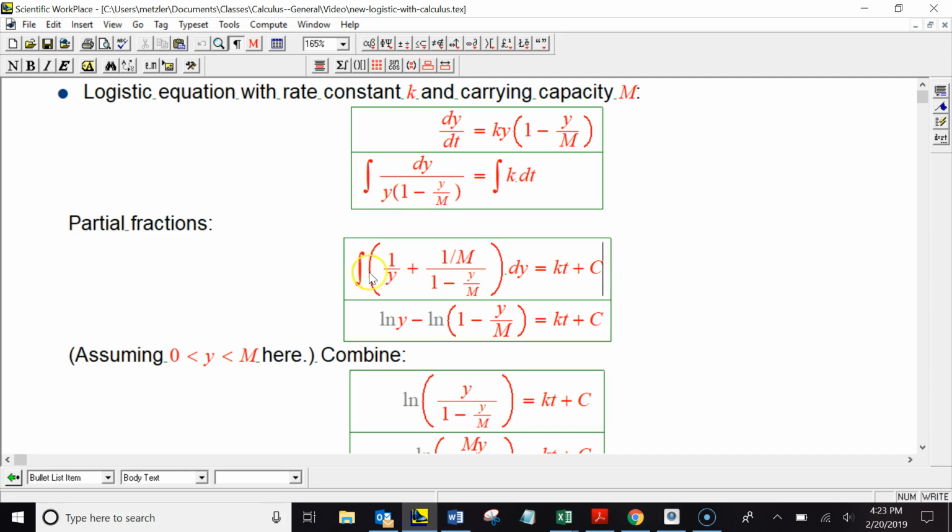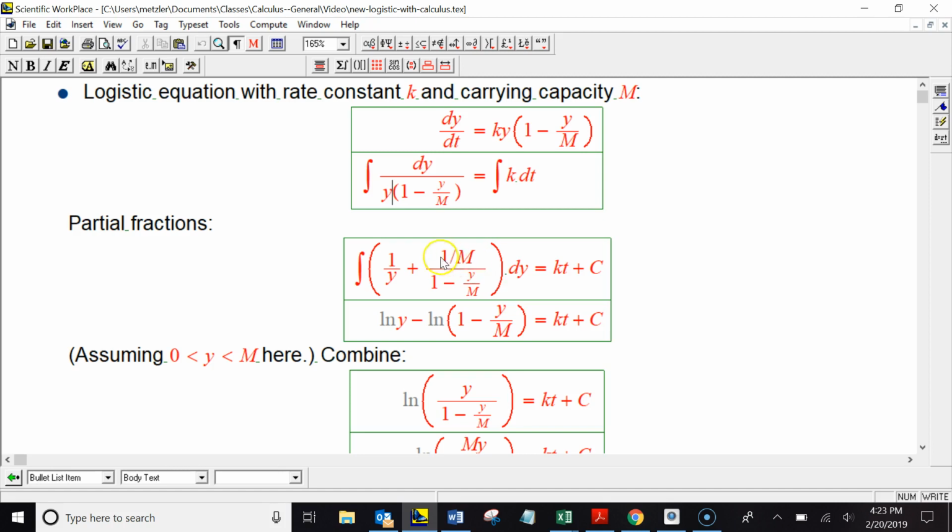Now, on the left-hand side, you can do partial fractions. I'm not going to show that. It's a pretty easy case of partial fractions, but you can see the denominator factors into y and 1 minus y over m. And when you do partial fractions, it's actually very pretty. It's just 1 over y plus 1 over m over 1 minus y over m. You can always check that. If somebody shows you a partial fractions decomposition, checking it just means common denominator.